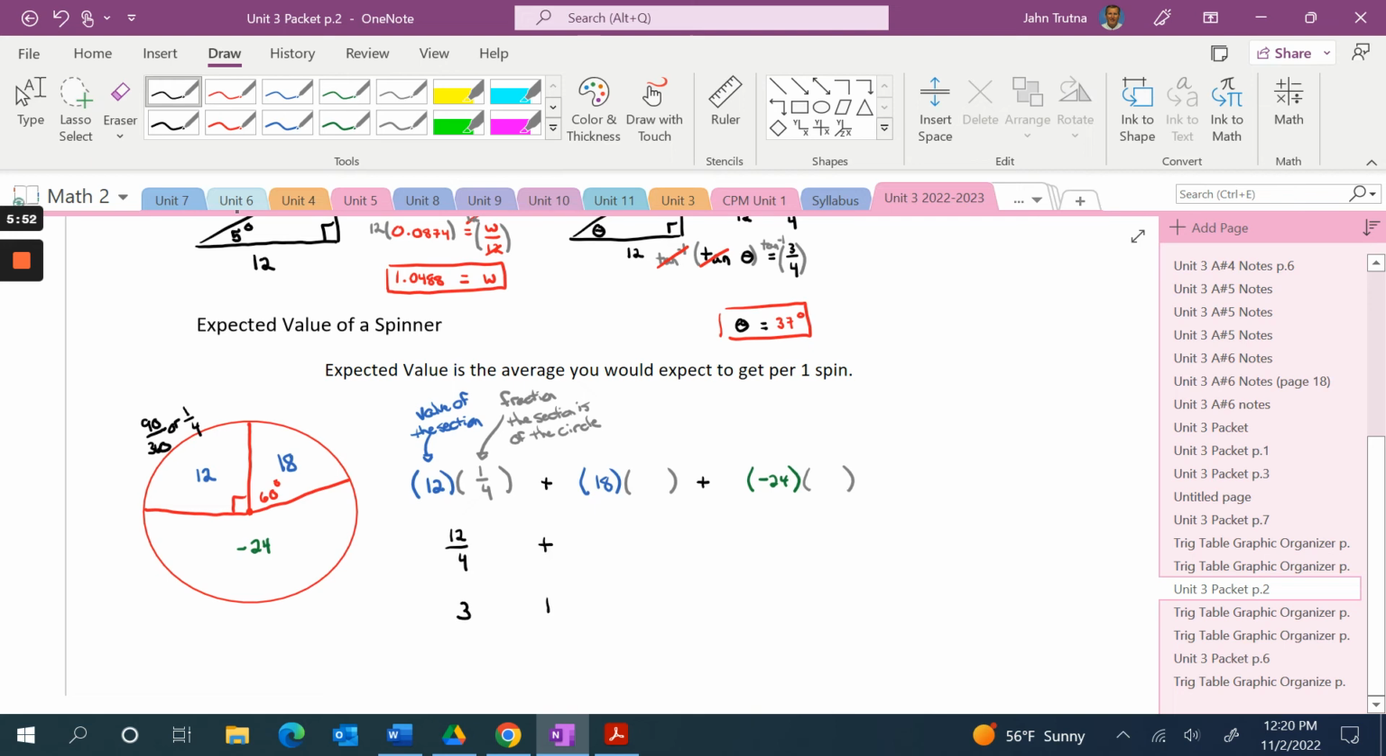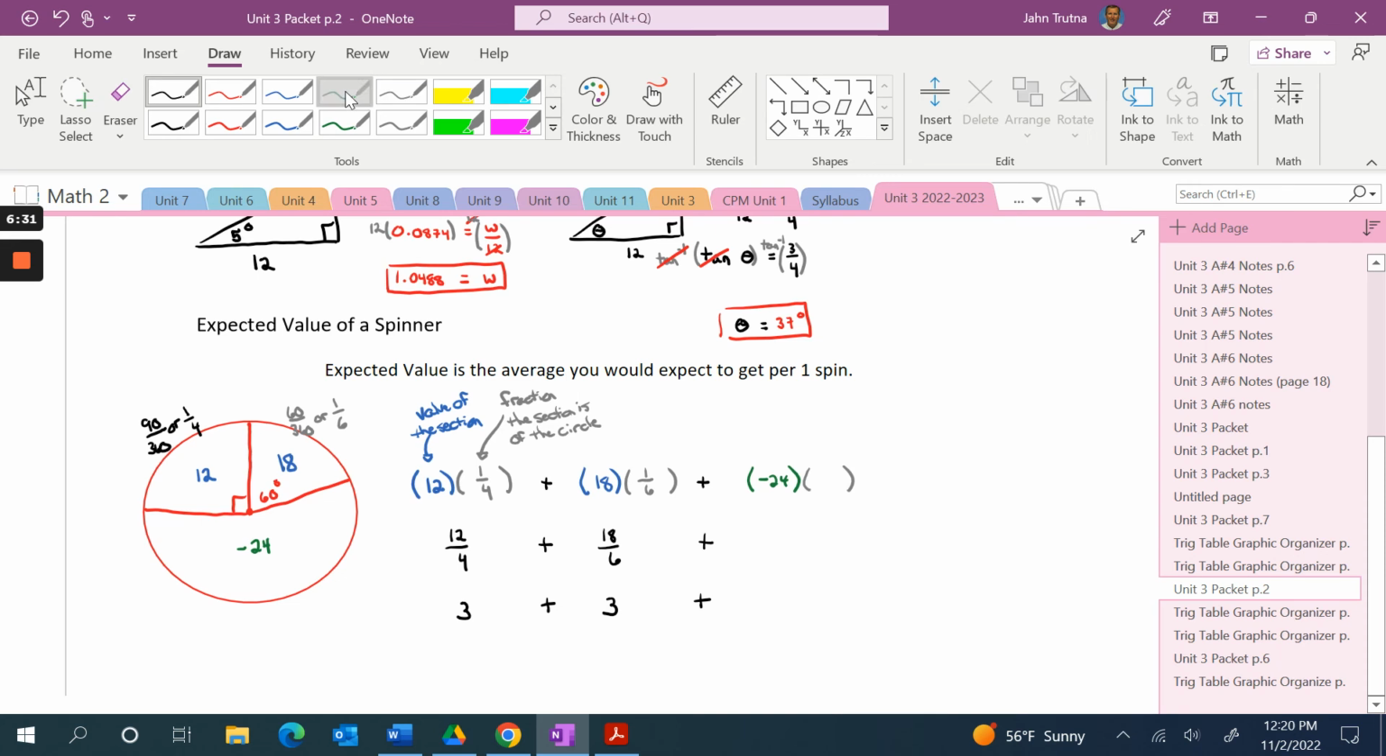So we're going to go 3 plus, and now we go over to the 18-point section. The 18-point section is 60 degrees out of an entire circle, which is 360 degrees. When I simplify that down, that is 1/6 of the circle. 18 times 1/6 is 18/6. 18 divided by 6 is 3. Then I'm going to add that to the negative 24-point section.